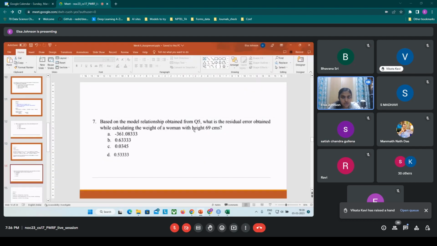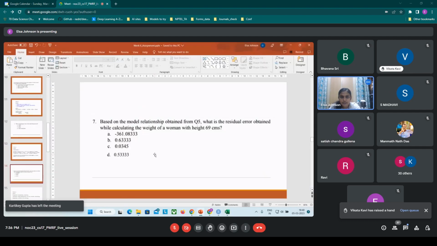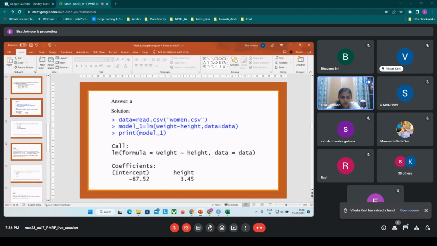So now, depending on that data, we have to calculate the weight of a woman with height 69. The entry for 69 gives a weight of 150. It should be the other way around, but right now it's like this. So the normal calculation will be minus 87 point that value plus 3.45 into the height, which gives your new weight, and then the difference between those weights will be your answer.